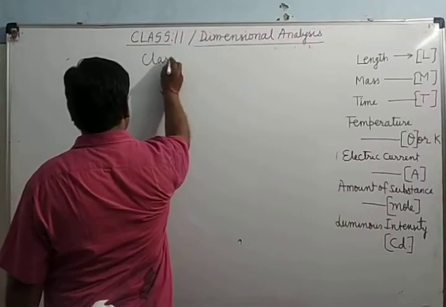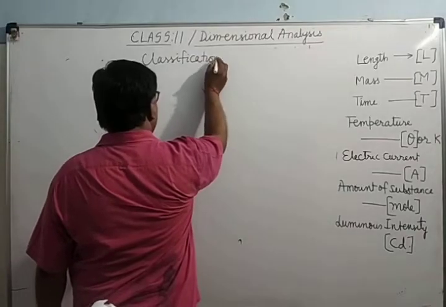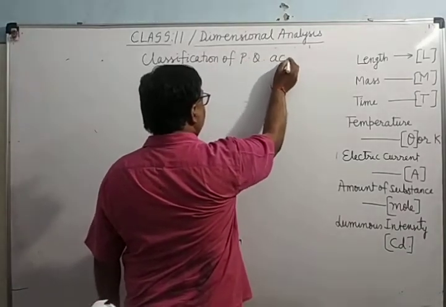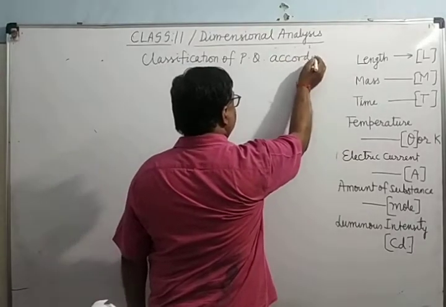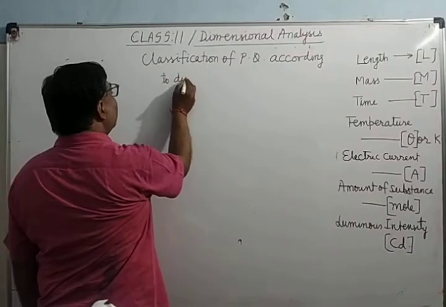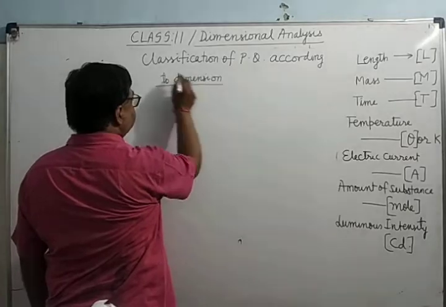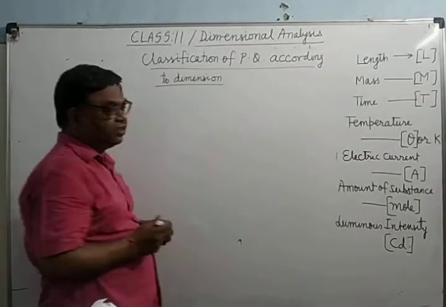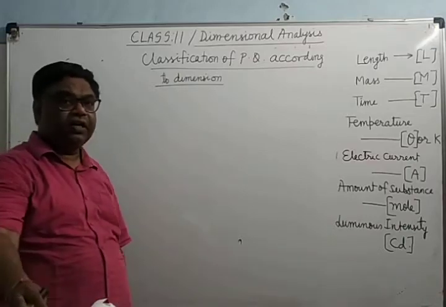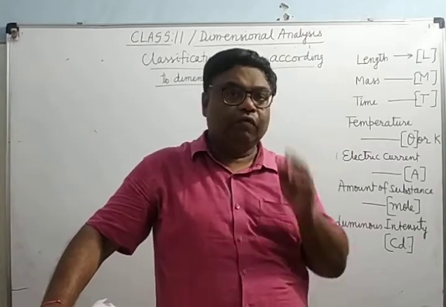Classification of physical quantities according to dimension. We will classify according to dimension. How will you classify? Physical quantities can be classified in 4 ways according to dimension.